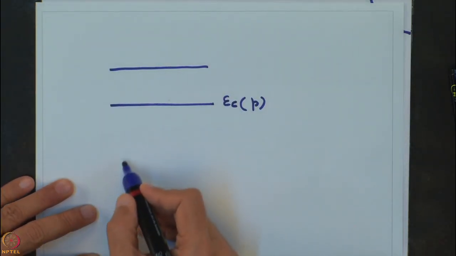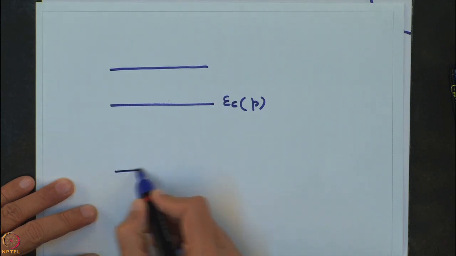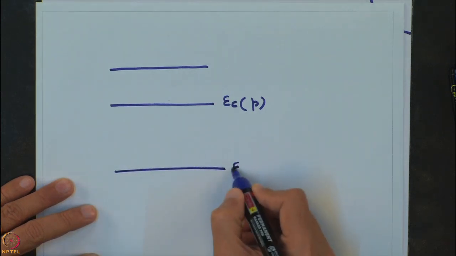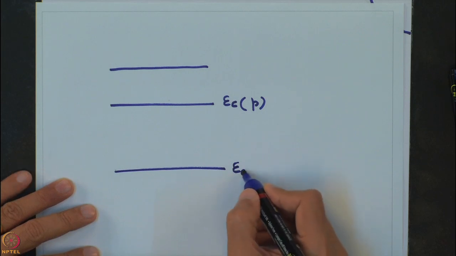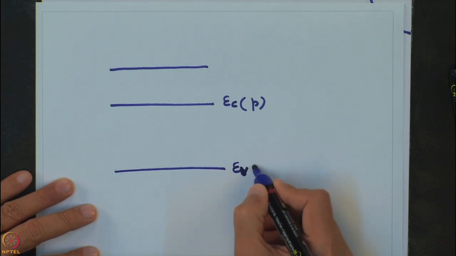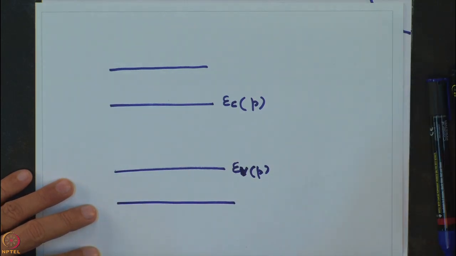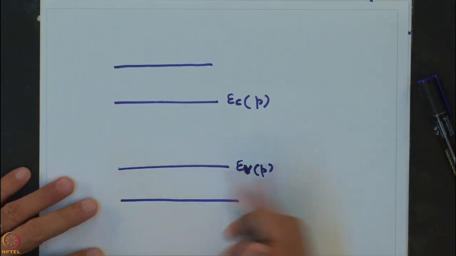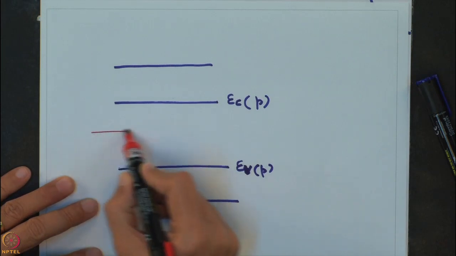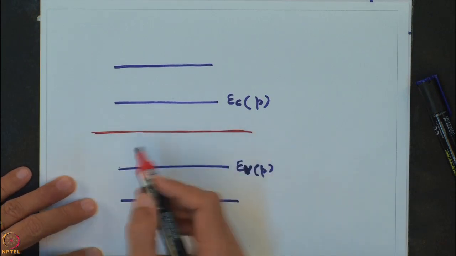Now, on this side, if I further draw this, I can say that this is my valence band EV, p type, and like this. So, what will be the Fermi energy for just the p type? It will be somewhere here. This is the Fermi energy.